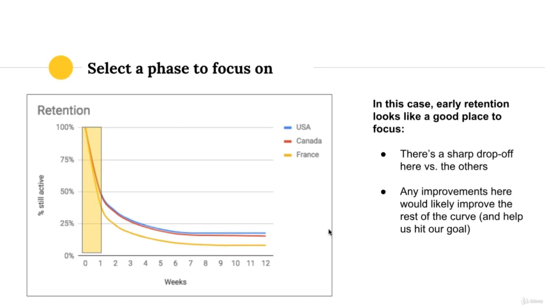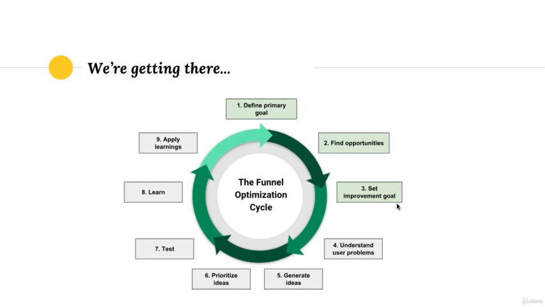So going back to our example, now it's time to select a phase to focus on. In this particular case, it looks like early retention is actually a really good place to focus because there's a sharp drop off here versus the other segments. And any improvements here are likely to improve the rest of the curve and help us hit the goal that we set earlier. Okay, so as you can see, we're moving through the process and we're getting there.